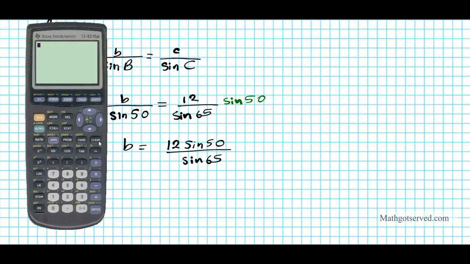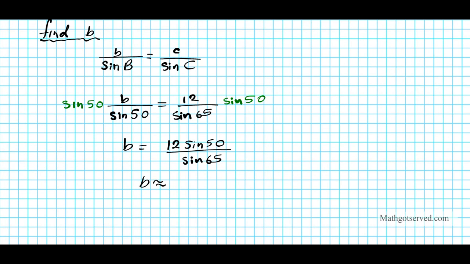So let's do it. We'll have parenthesis 12 sine 50, close that, divided by sine 65. The final answer is 10.14. So our answer here is going to be 10.14 to two decimal places. So b is approximately 10.14.